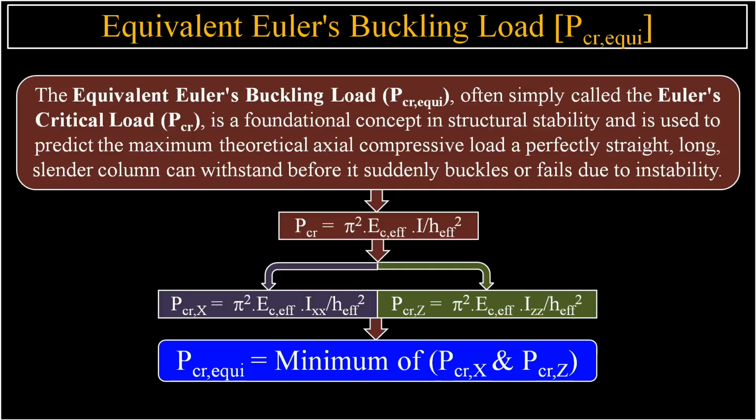Still, we have not finished the calculation of this PCR equi for a reinforced concrete column. The E and I terms must be substituted with effective flexural rigidity, EEFF, and IEFF, to account for the actual behavior of cracked concrete, creep, and material nonlinearity. Now let's move to the next slides to discuss how we calculate the required IEFF and EEFF.